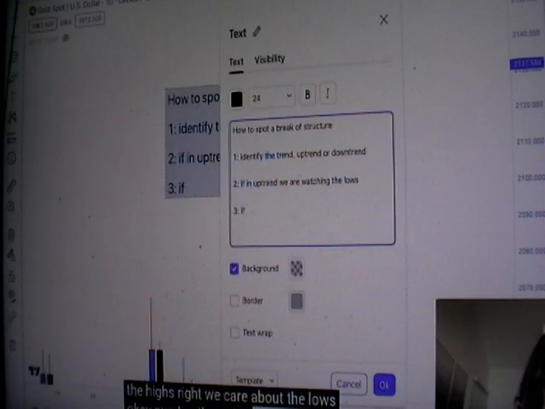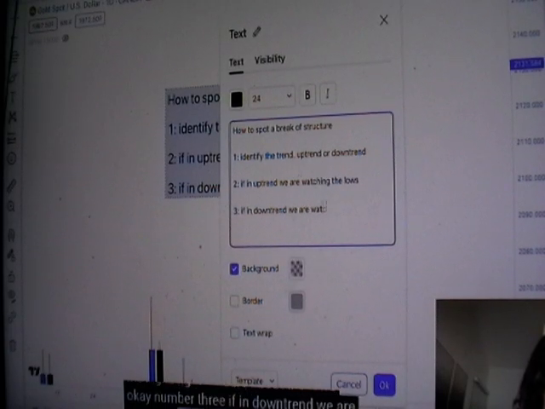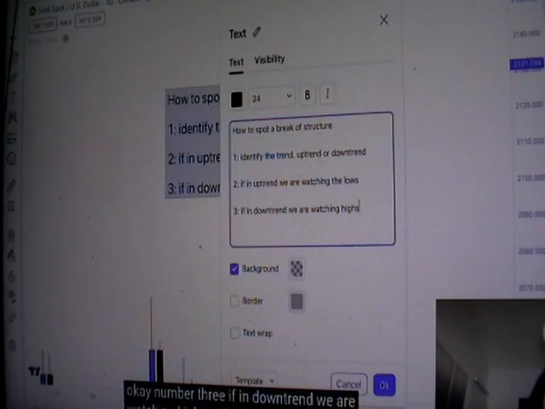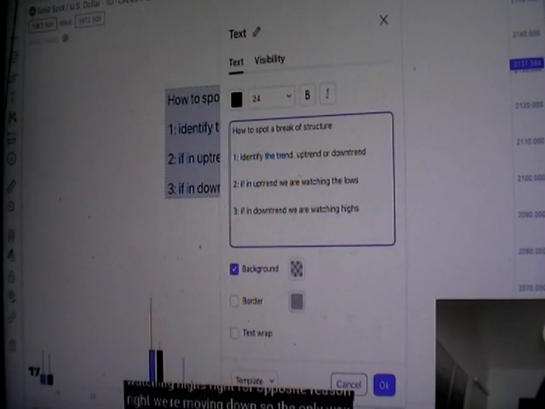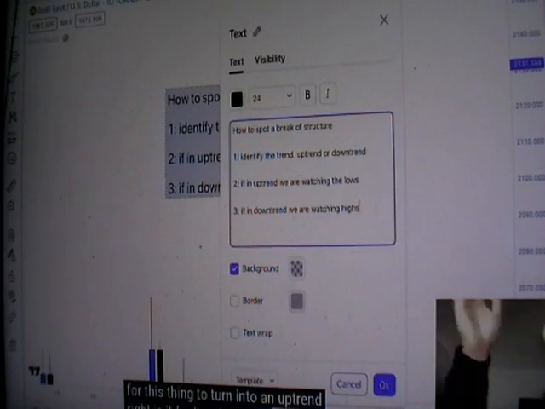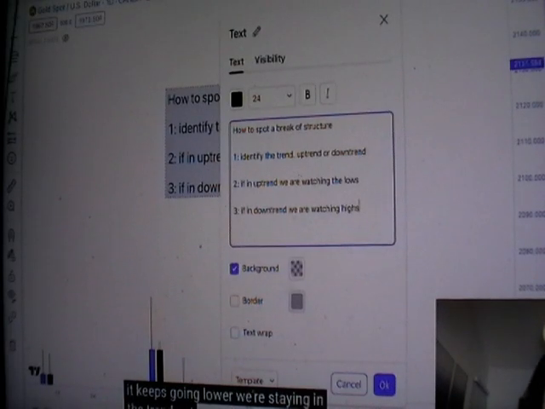Number three, if in a downtrend, we are watching highs, right? For the opposite reason. We're moving down, so the only way for this thing to turn into an uptrend is for it to go higher, right? If it keeps going lower, we're staying in the trend. Got it? Got it.